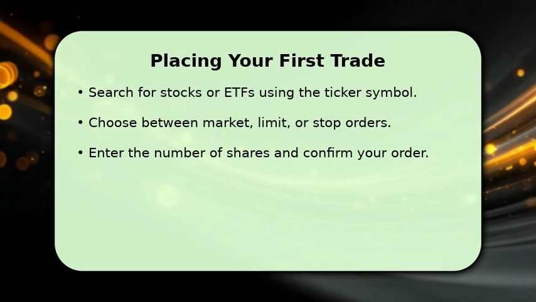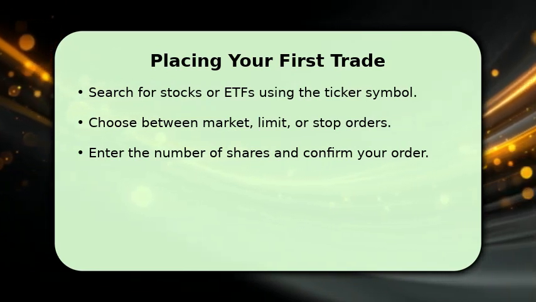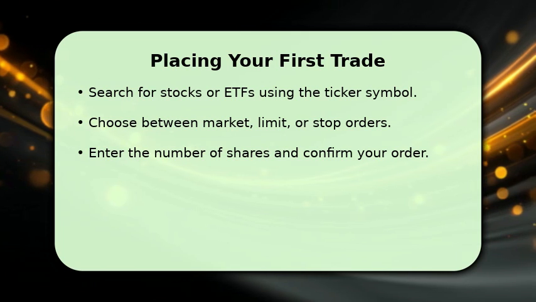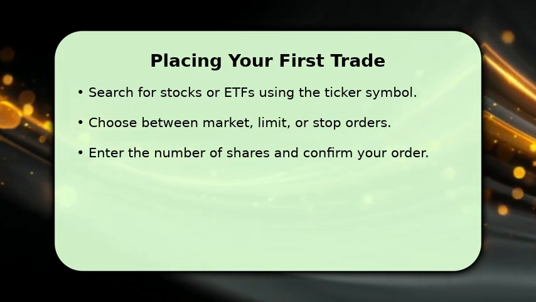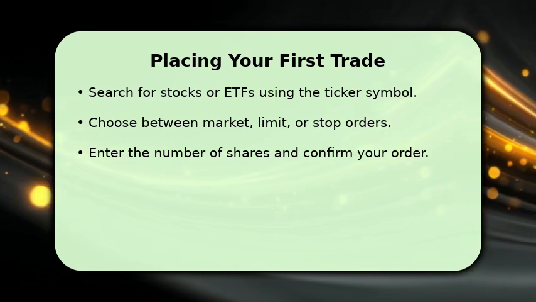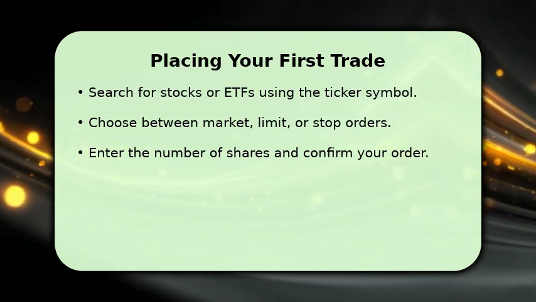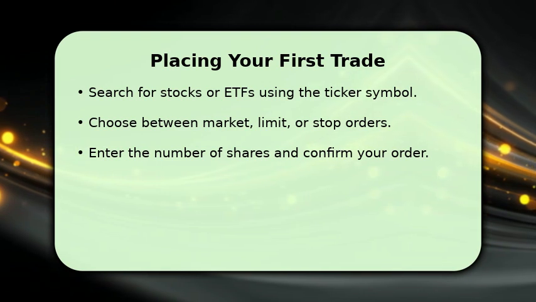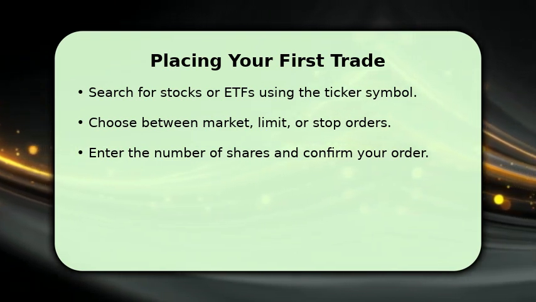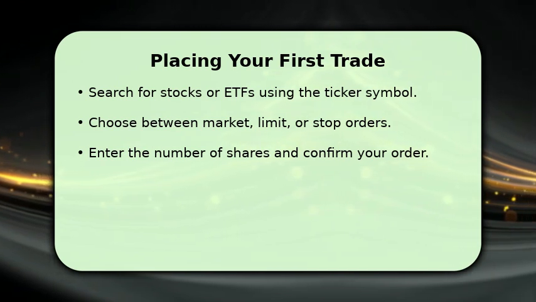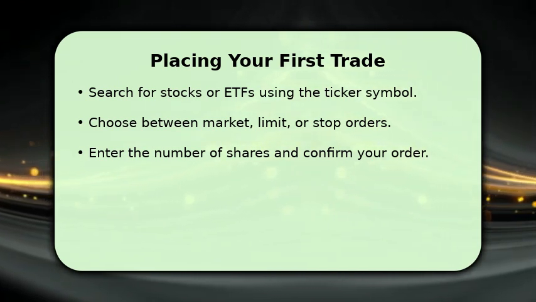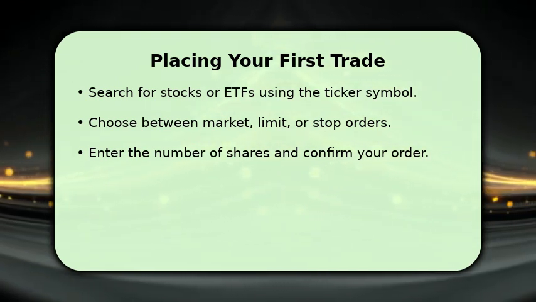Now that your account is funded, you're ready to place your first trade. Use the search bar to find specific stocks or ETFs by their ticker symbol. Once you've selected an asset, you'll choose your order type. A market order executes immediately at the current price, while a limit order lets you set a specific price. Enter the number of shares you wish to buy or sell, review the details, and then confirm your order. It's that simple to start investing.